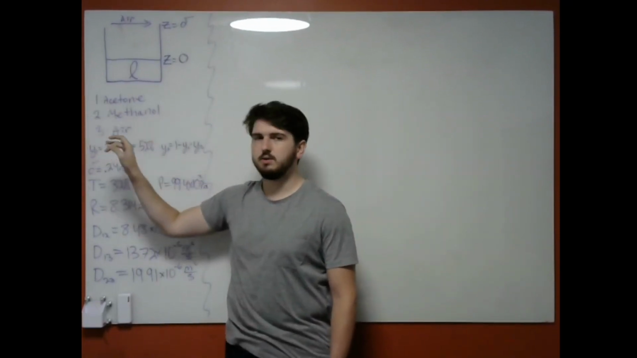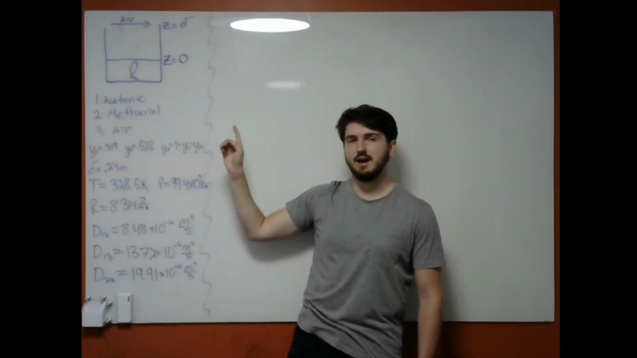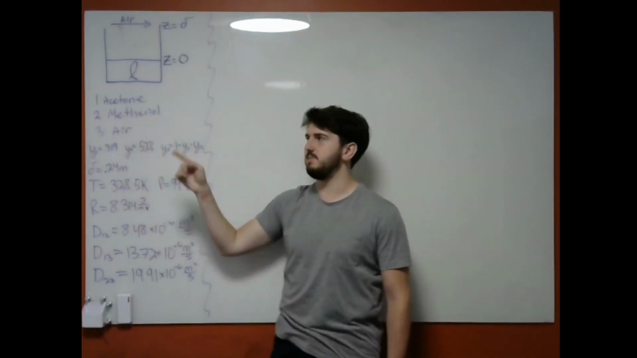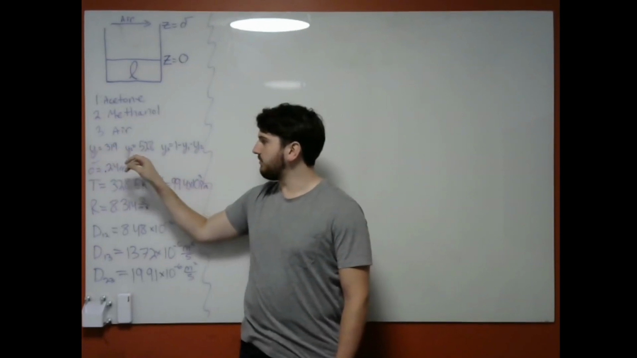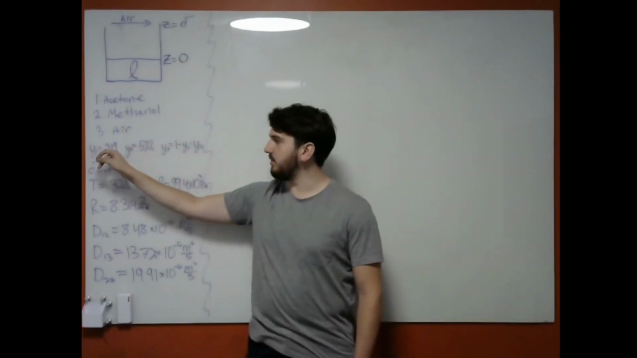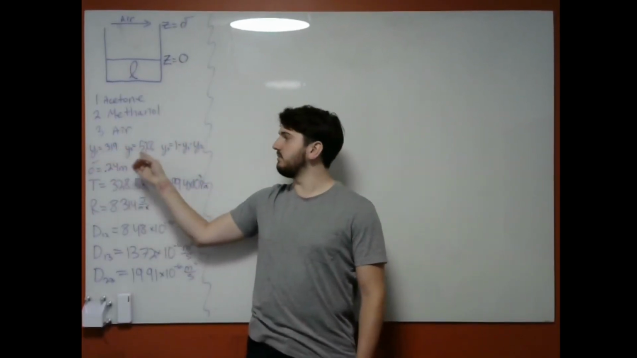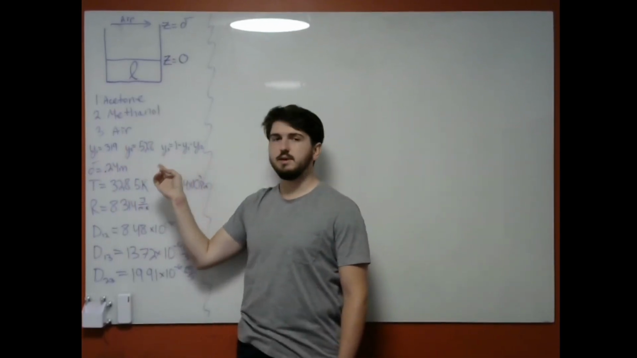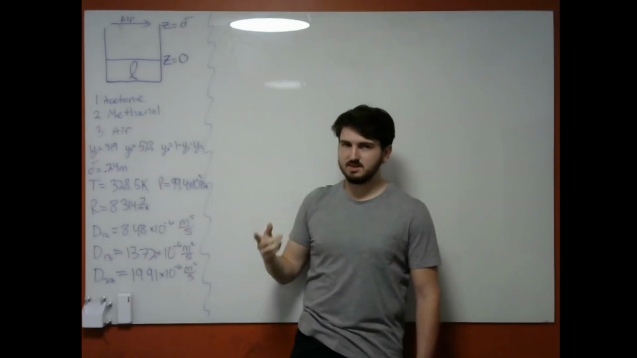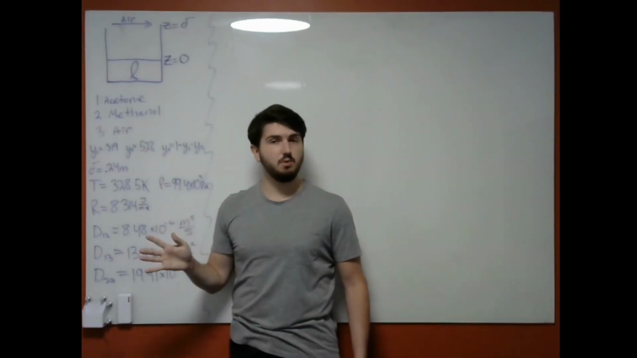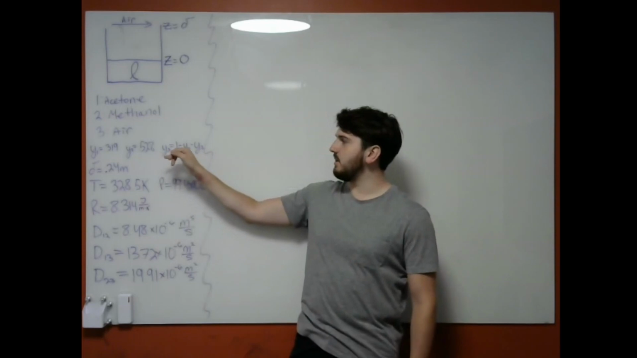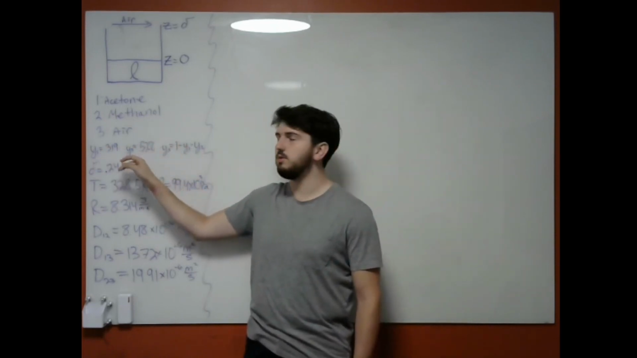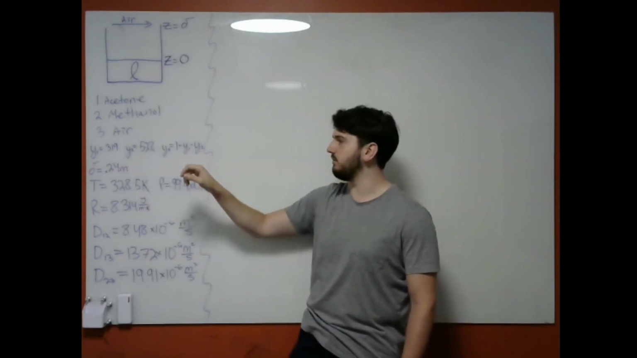Now, we have three components that we're working with. For component 1, we have acetone, component 2 is methanol, and component 3 is going to be air. We have the mole fractions of these. The mole fraction of component 1 is 0.319. The mole fraction of component 2 is 0.528. And the mole fraction of 3, we can find by knowing that the sum of all three mole fractions must equal 1. Because of that, 1 minus the mole fraction of component 1 minus the mole fraction of component 2 must equal the mole fraction of component 3.